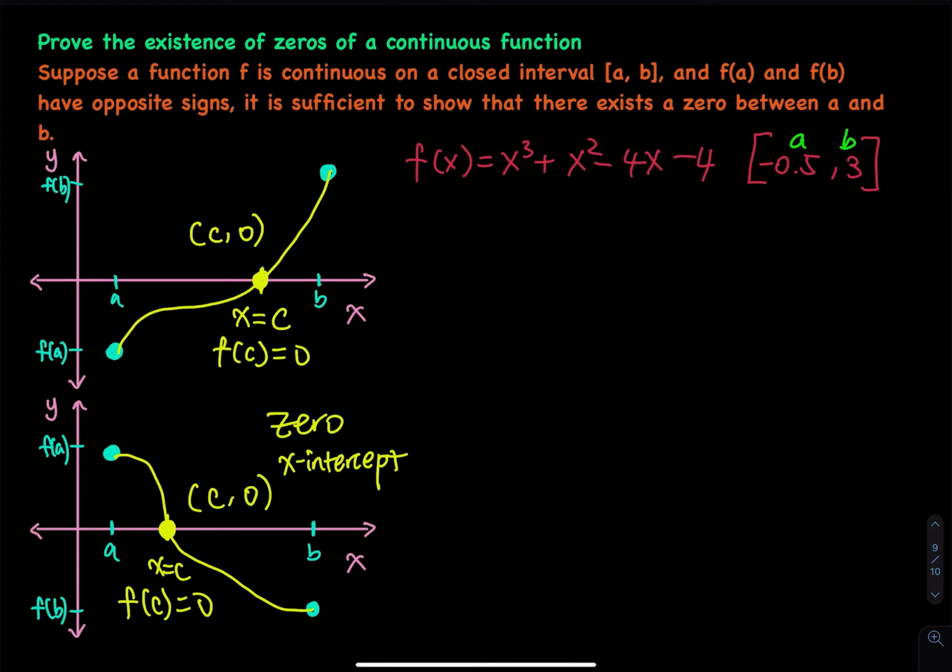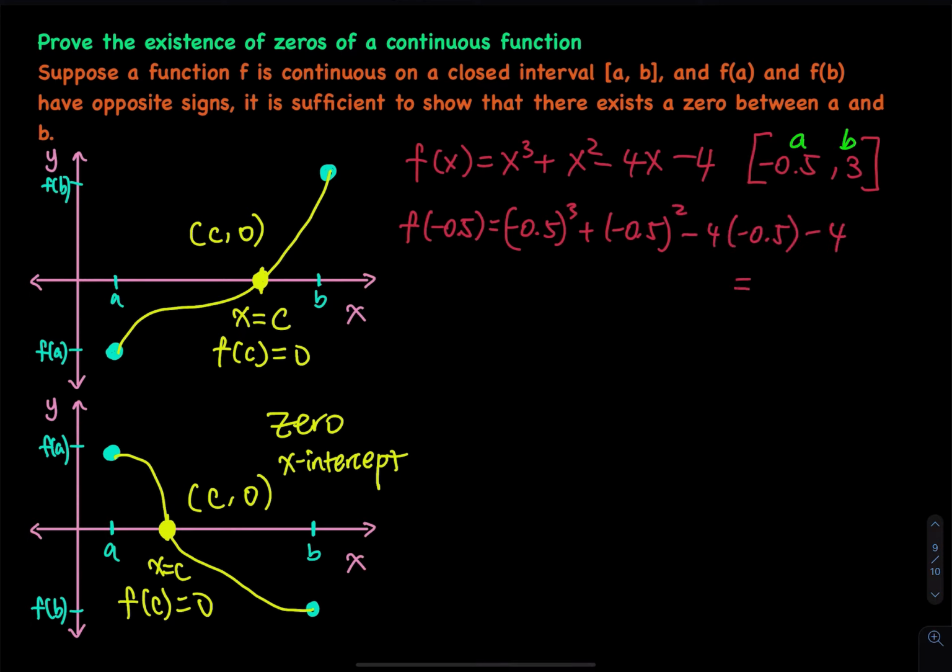So let's use this example, x to the third plus x squared minus 4x minus 4. Let's prove that there is a zero between negative 0.5 and positive 3. First of all, let's plug in a and b. So we have f of negative 0.5. That is negative 0.5 to the third plus negative 0.5 squared minus 4 times negative 0.5 minus 4. This is equal to negative 1.875.